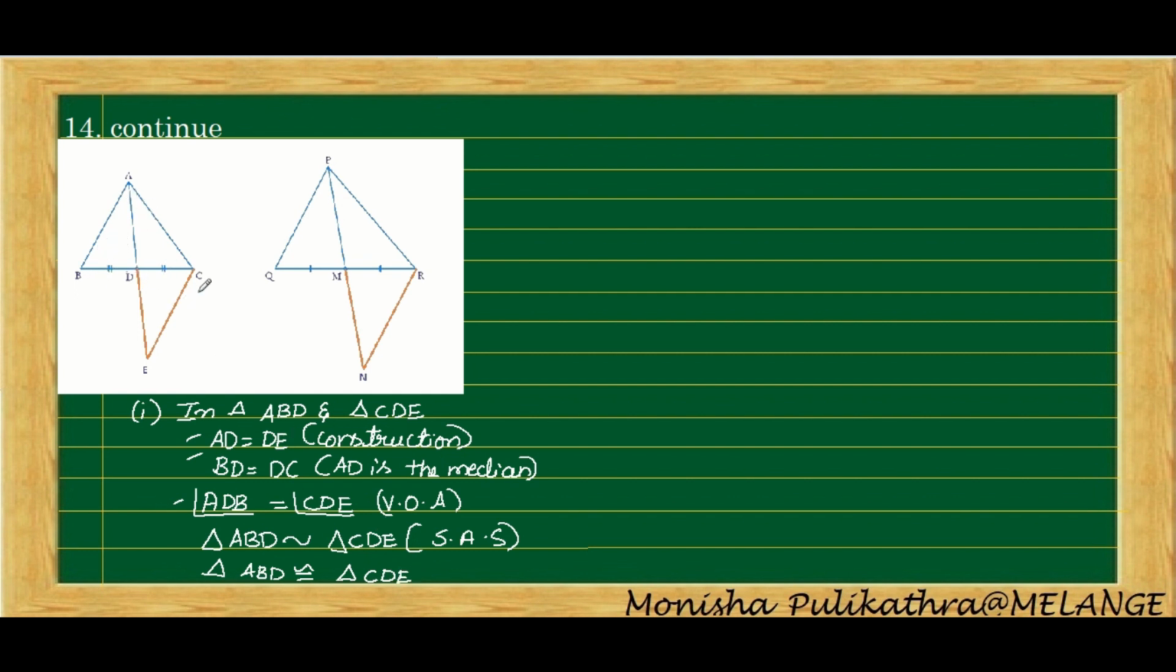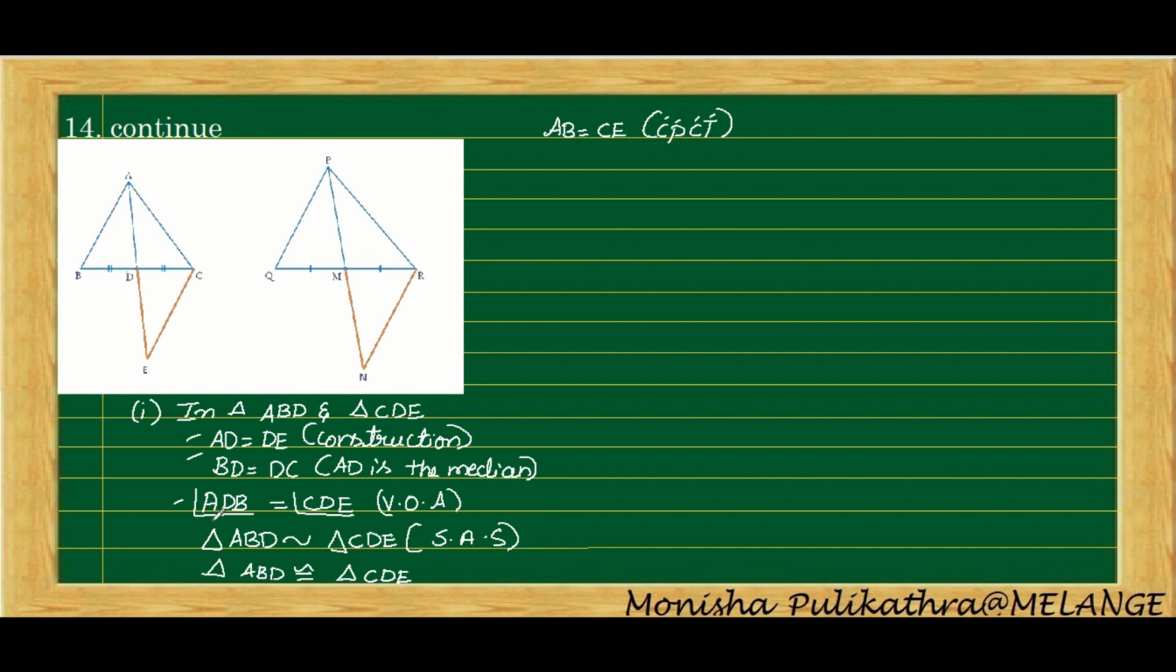Since two sides are equal and one angle is equal, the triangles are congruent to each other. So according to CPCT, corresponding parts of congruent triangles, all the sides will be equal to each other. If these two triangles are congruent, then AB is also equal to CE. So AB is equal to CE because of CPCT, that is, corresponding parts of congruent triangles.